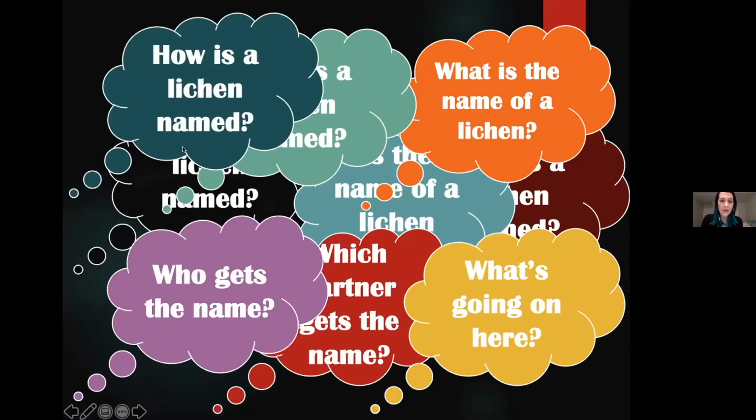And then you must be thinking, how is a lichen named? This is the first time that I want your participation. Do you think a lichen is named based on the algae, based on the fungi, or based on this unique structure? I'll give you some time. I guess in the chat, right? If you could please just, don't think too much. What would you think?